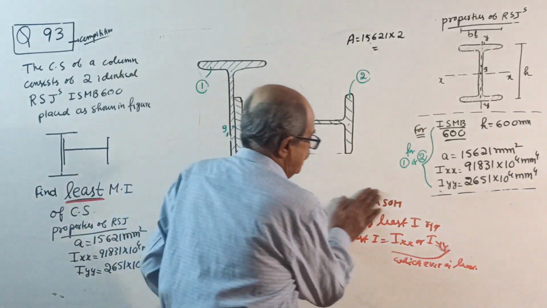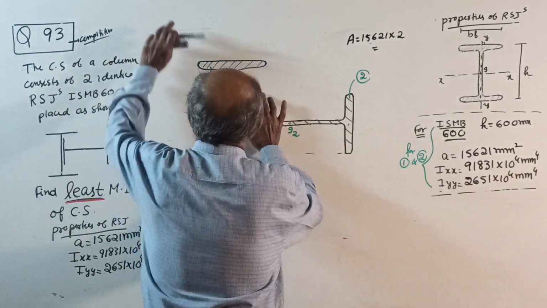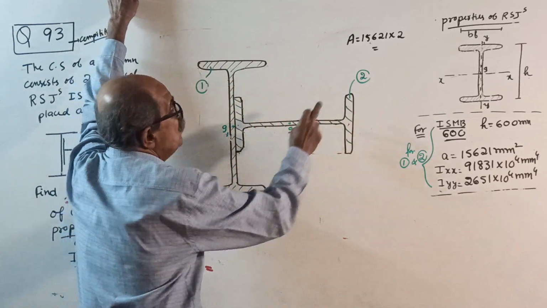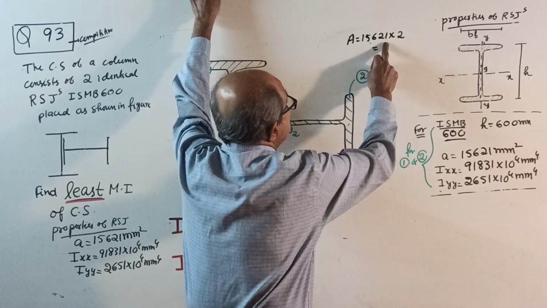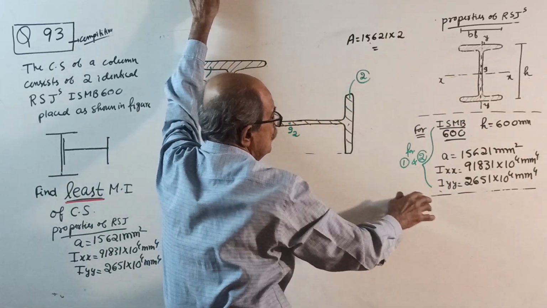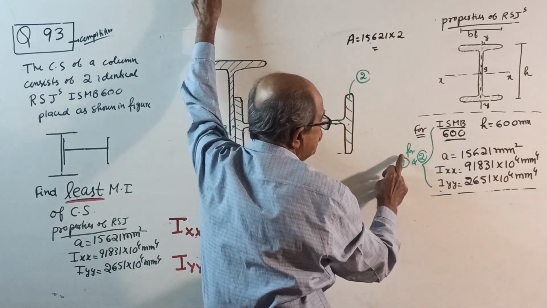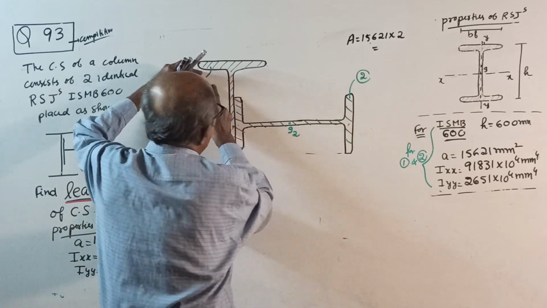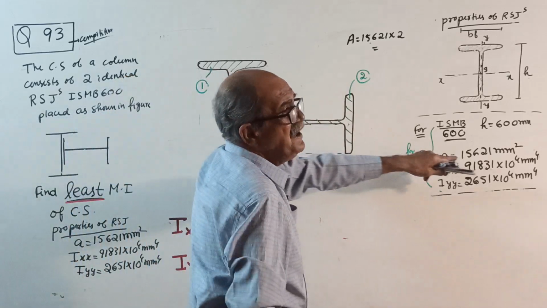So now, first write the cross section. This I section I will take as 1, this one as 2. Properties are told, and area is very simple. If you want, 1561 into 2 is the area, leave it. These are the properties, and they are identical for both 1 and 2.